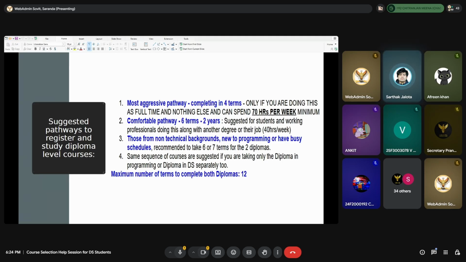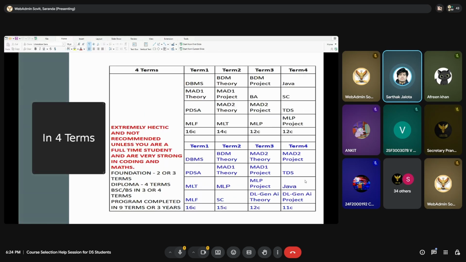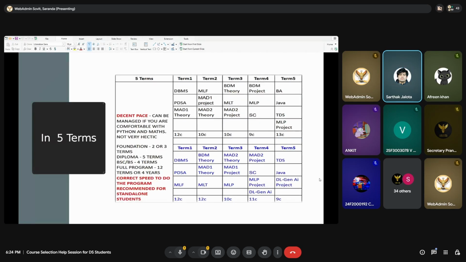Okay, so guys, 4 terms is doable for the BA BDM path, but I would not suggest it for the DL Gen AI path. Now, if you are taking 5 terms, 5 terms is going to be a very moderate pace. It's not relaxed, but it's doable. So in that case, I will jump directly to the DL Gen AI path.